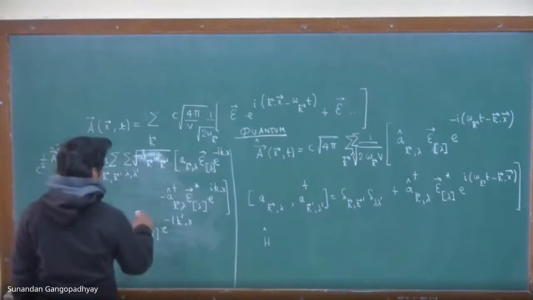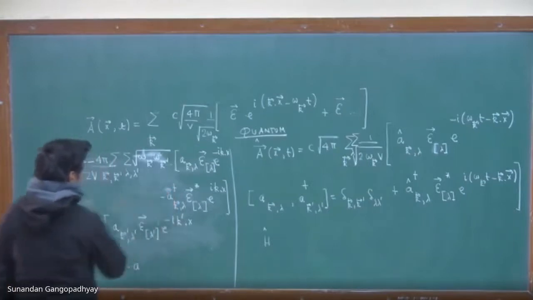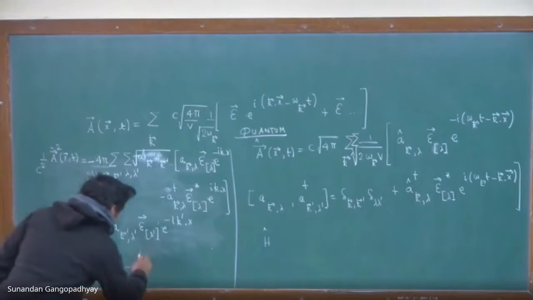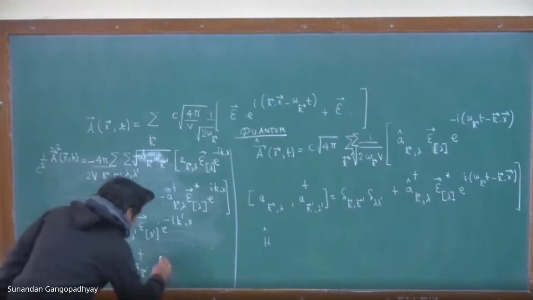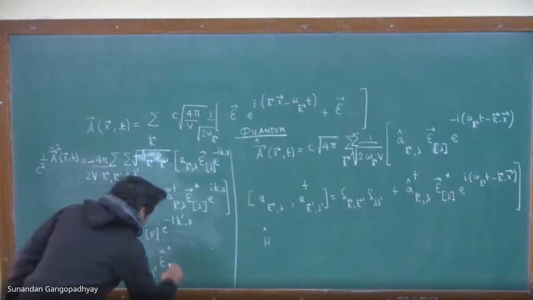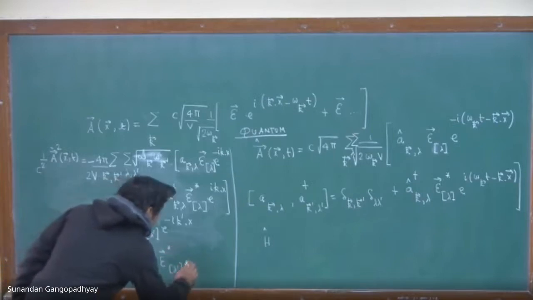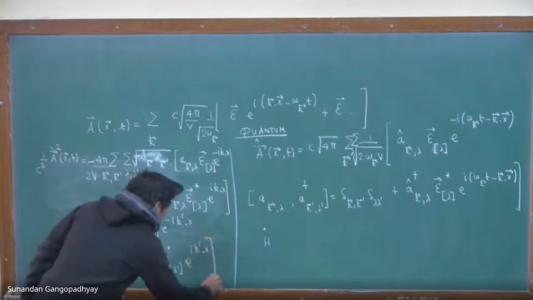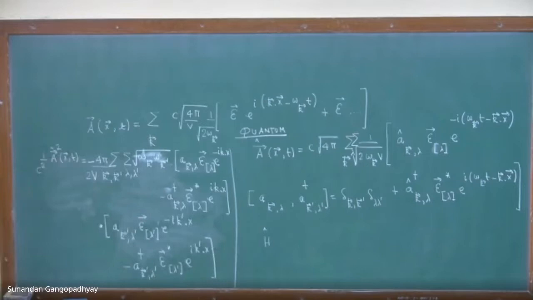I'm writing the hats in some places, so let me remove the hats now. So this will become a dagger a prime comma lambda prime epsilon star lambda prime. So you have this thing. So this is what 1 by c square A vector dot square is. Is this okay?